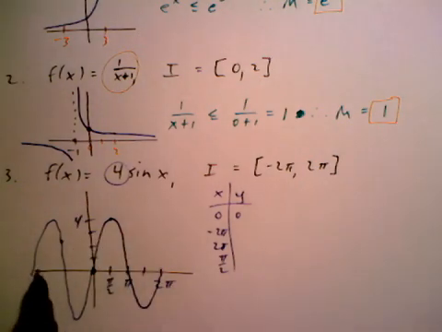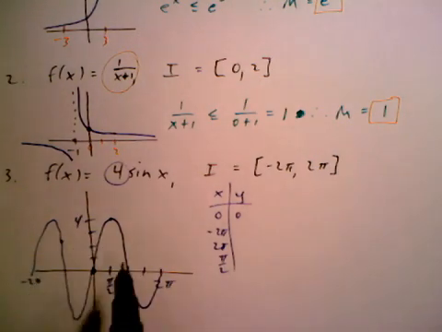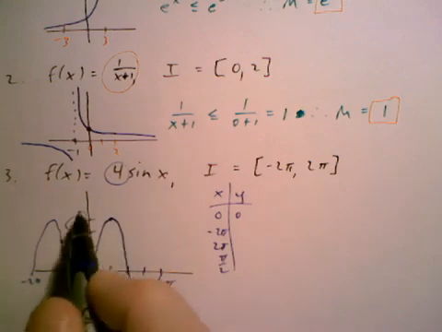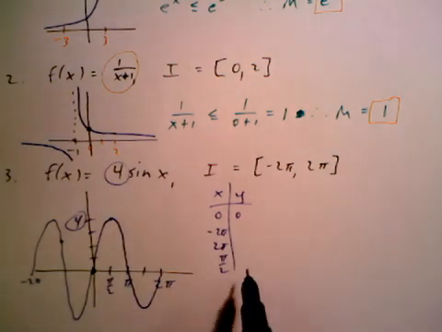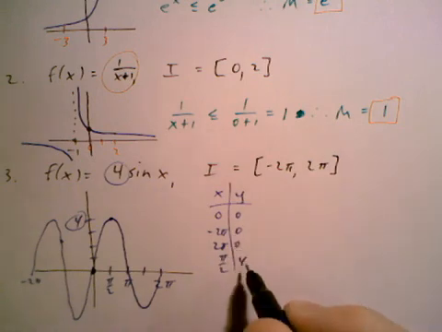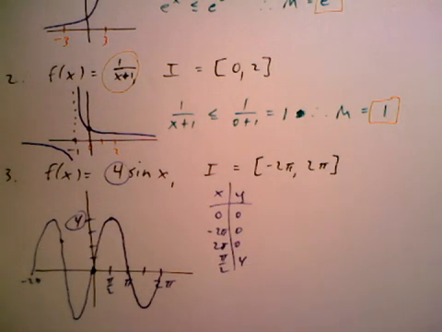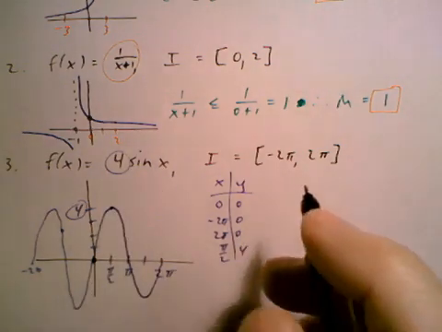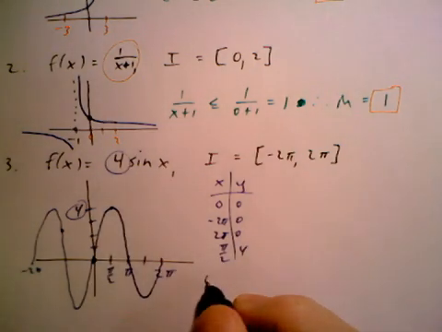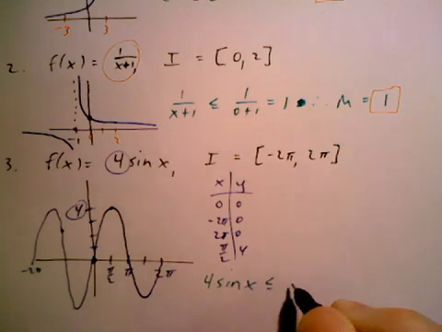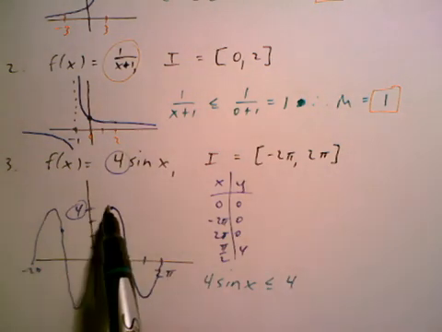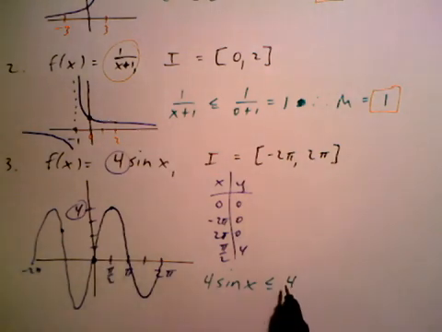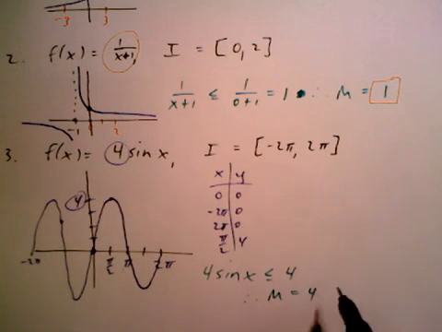We can see that in between negative 2 pi and 2 pi, the graph can get as high as 4 units. And again, like I said, the better you are at graphing, the better you're going to be in this section. So we can see that 4 times the sine of x is less than or equal to 4. It can be as high as 4. It doesn't matter how low it can go, we just want to know how high it can go, and therefore our magic m is equal to 4.